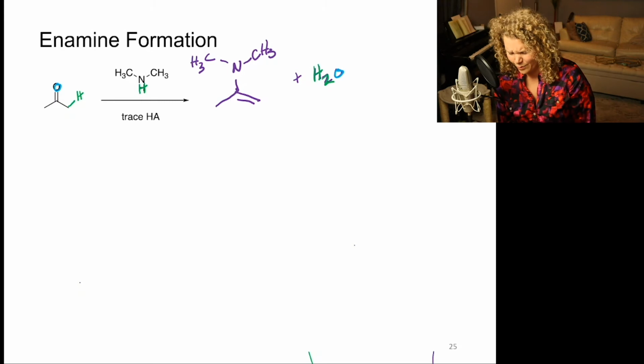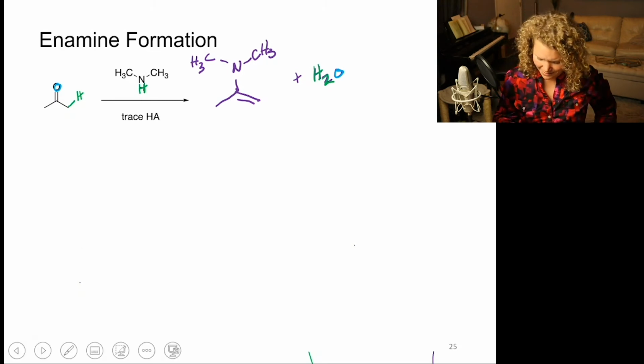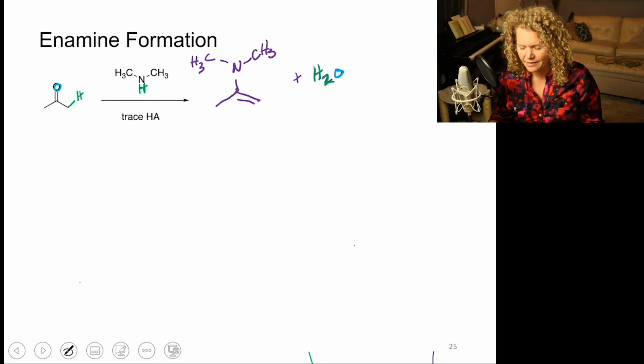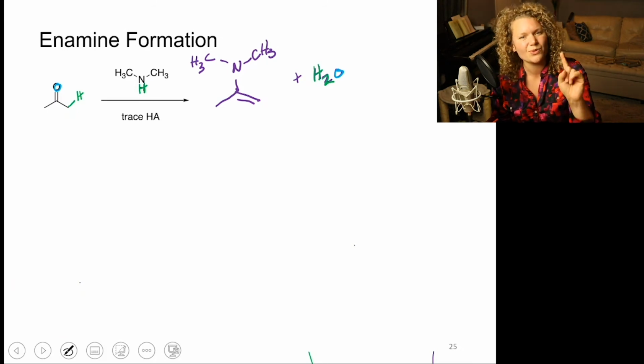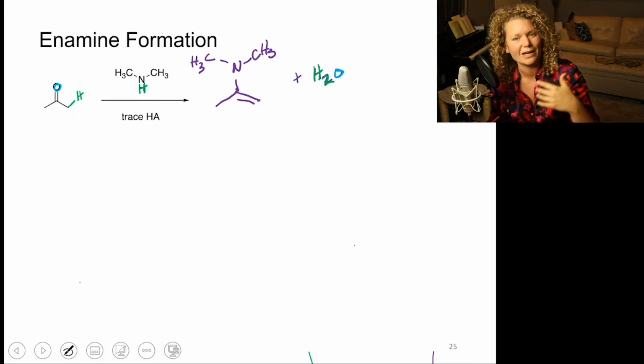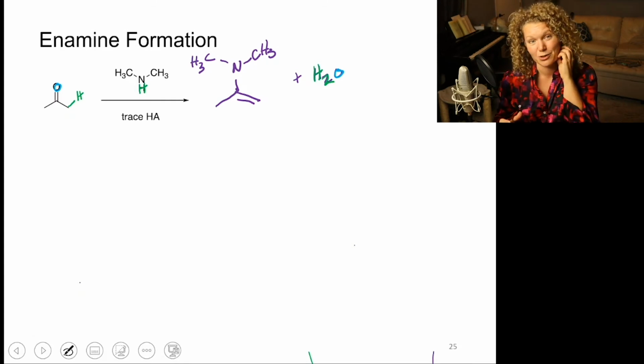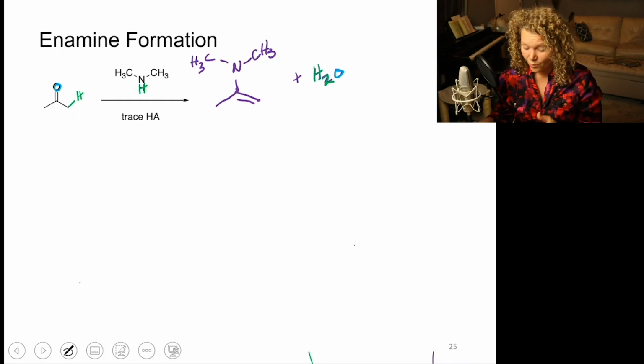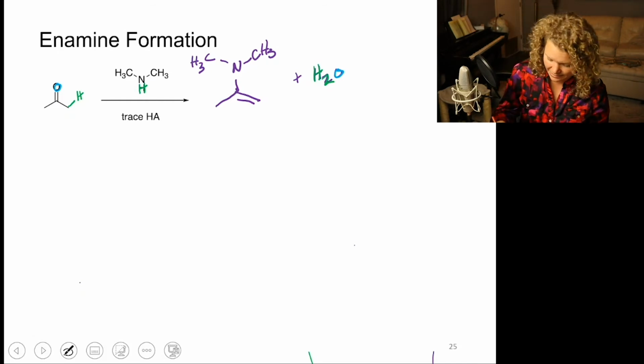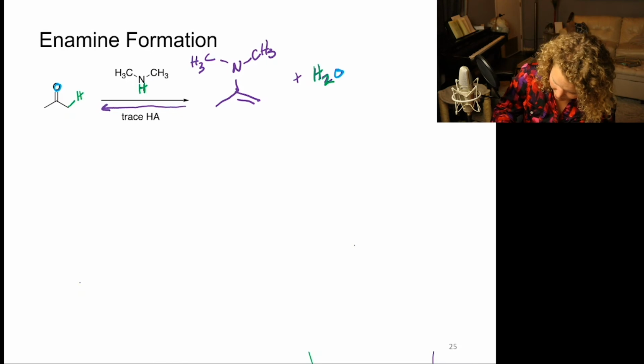I know this looks kind of weird. Let's walk through the mechanism, and I think you'll see that it's really similar. There's only one difference with an enamine formation than an imine formation. Again, we don't want to make that nitrogen with a positive charge, so something at the end has to happen to make that alkene, which gives us a more stable product. These reactions are also reversible.